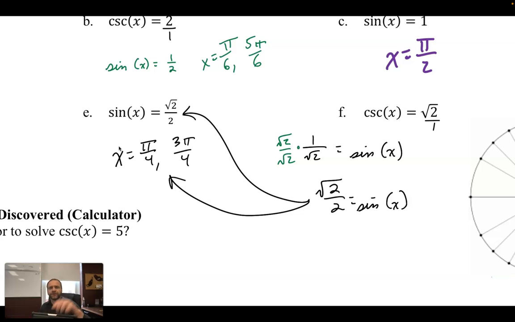But the main idea of why we're doing this is for you to realize you can't use the unit circle directly to get cosecant of x. But you can use it when you take the reciprocal of that ratio, because it creates sine of x. And then do what we've been doing since chapter 2.